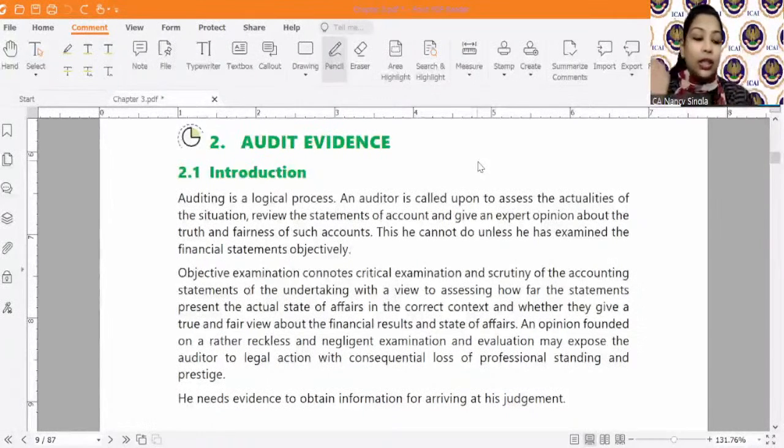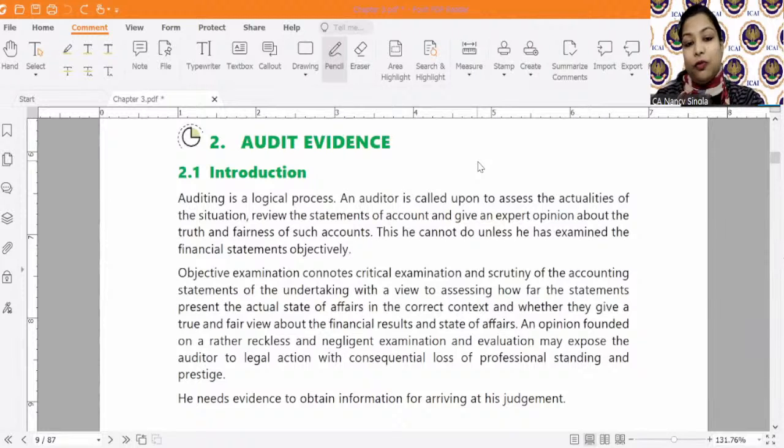And where will you get all the requirements relating to audit evidence? The name of the standard is Audit Evidence, and it deals with the auditor's responsibility to obtain audit evidence. Please tell me, how will an auditor obtain audit evidence? By performing audit procedures. So I can say that SA 500 deals with the auditor's responsibility to design and perform audit procedures to obtain sufficient appropriate audit evidence.